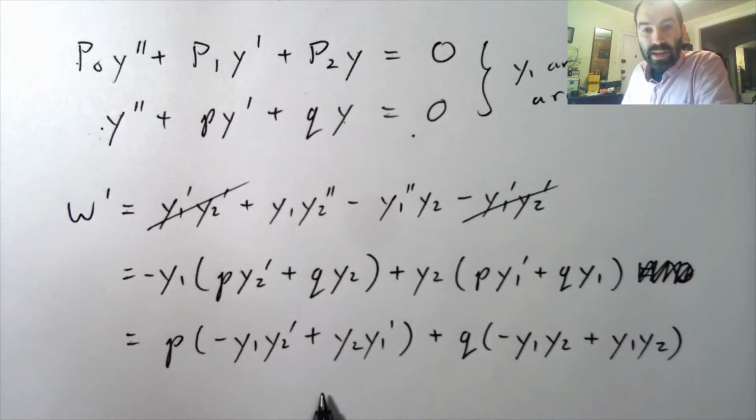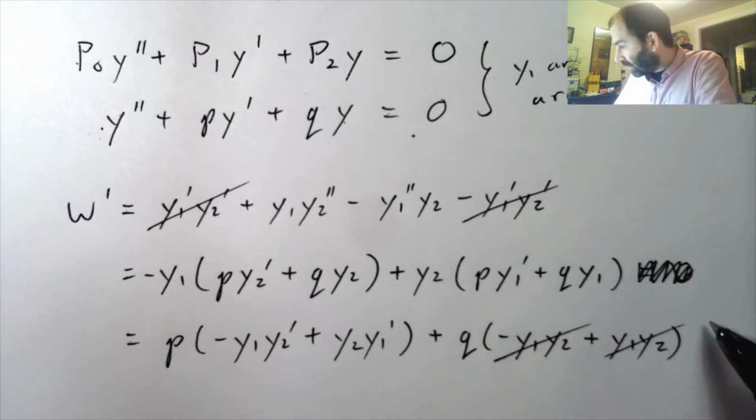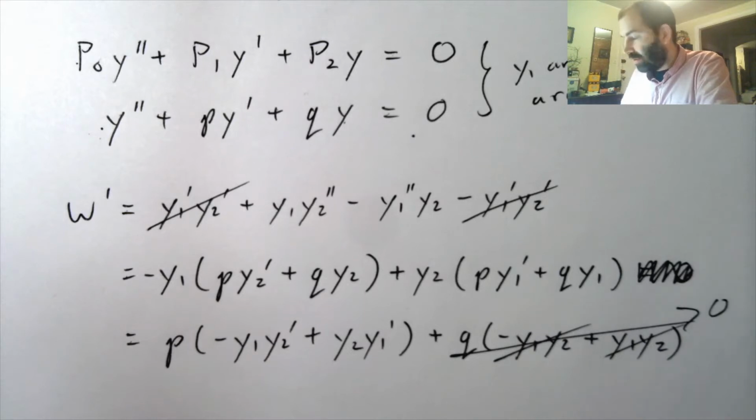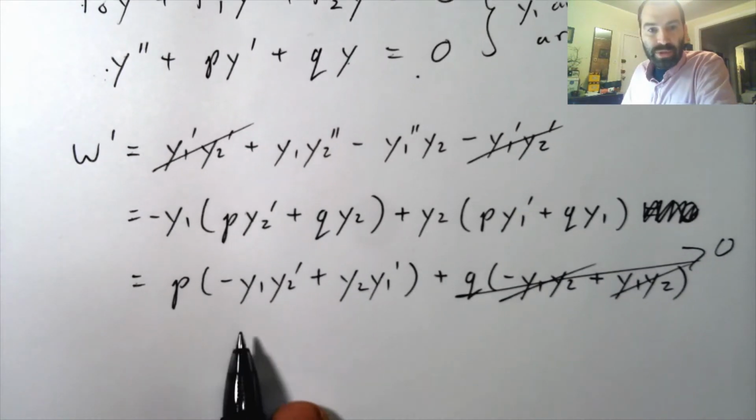Okay, I got this. But look at this. This stuff, this plus this is 0. They're the same, right? So they cancel out. So this whole thing is gone. Okay, so I'm just left with this guy.